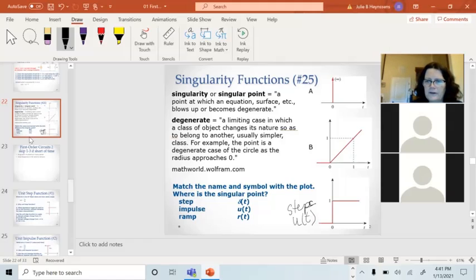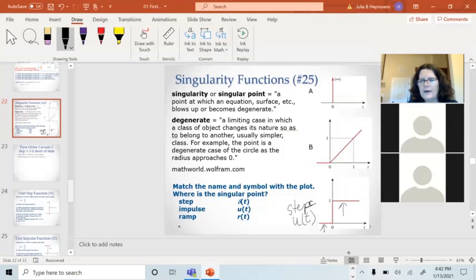Now U of t equals 0 at time t less than 0. It equals 1 at time t greater than 0. And in between, it's kind of undefined. It's switching. So that one is fairly useful.